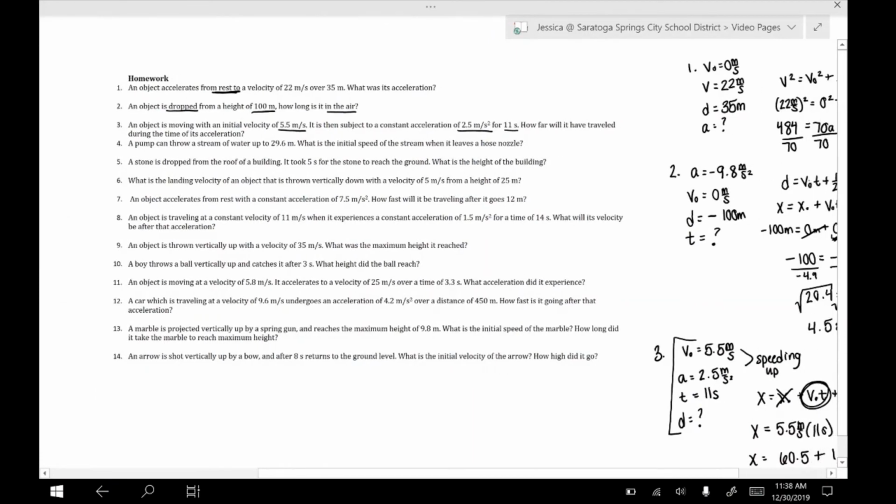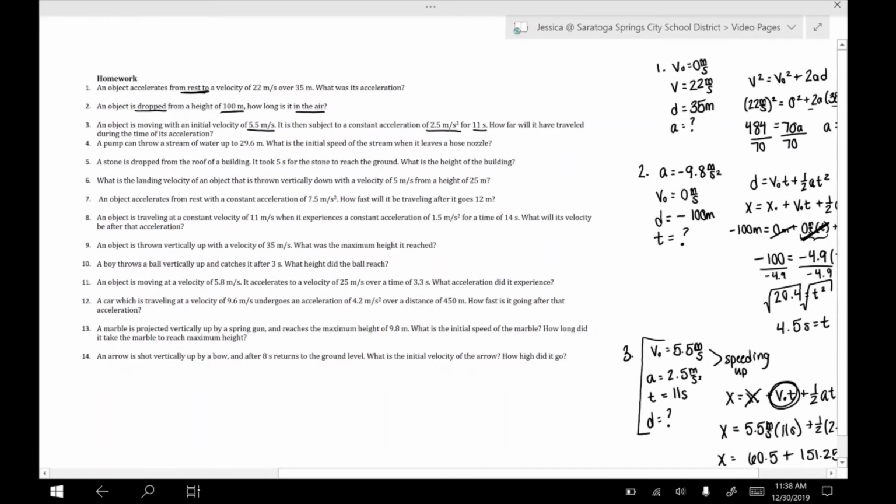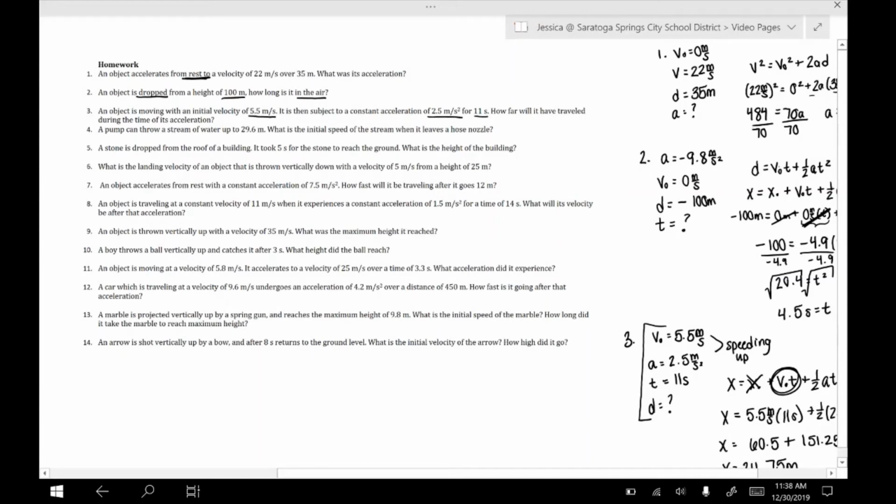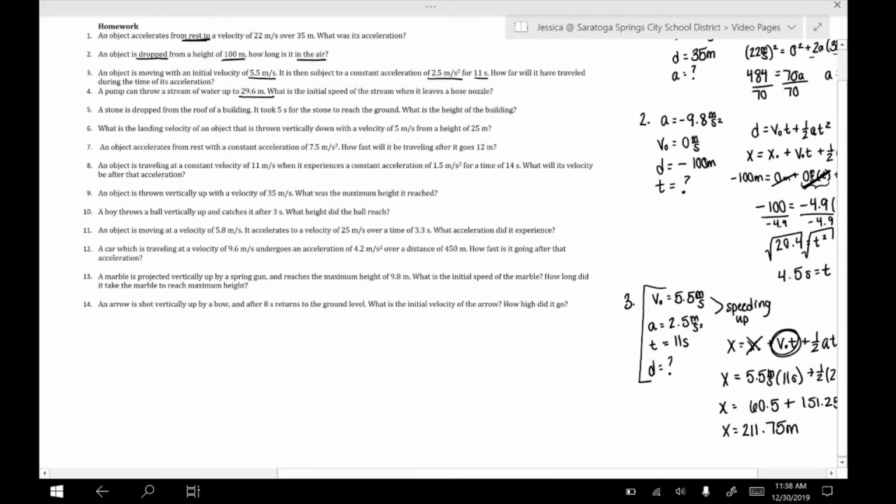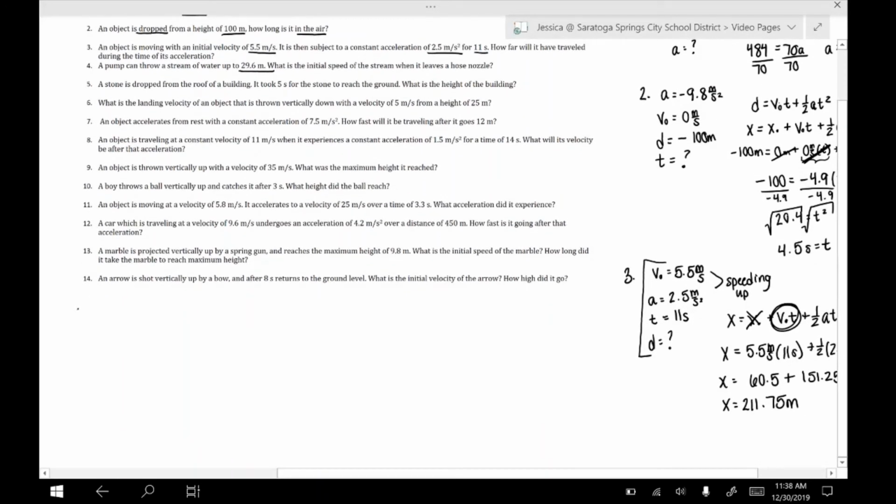Okay, so now question number 4. A pump can throw a stream of water upwards 29.6 meters. What's the initial speed of the stream when it leaves the hose nozzle? Okay, so we have that the object has traveled 29.6 meters. Because we're moving up, we can assume that my acceleration is negative 9.8 meters a second squared, and I need to figure out the initial velocity.